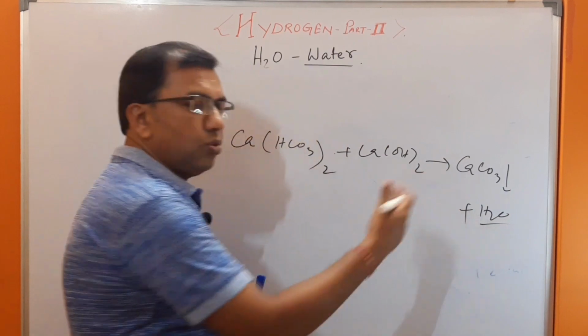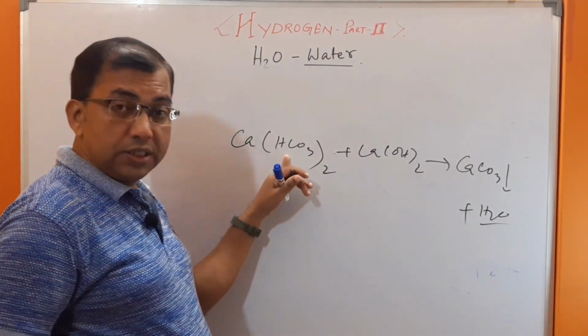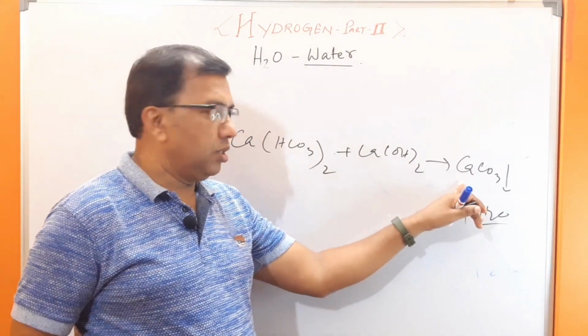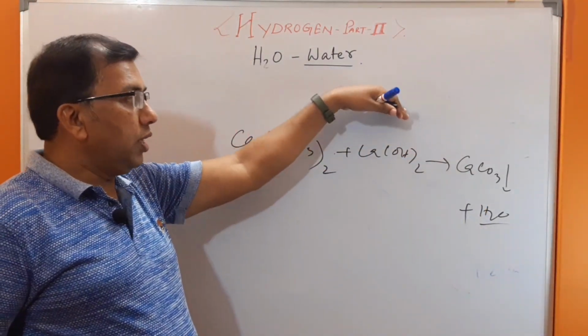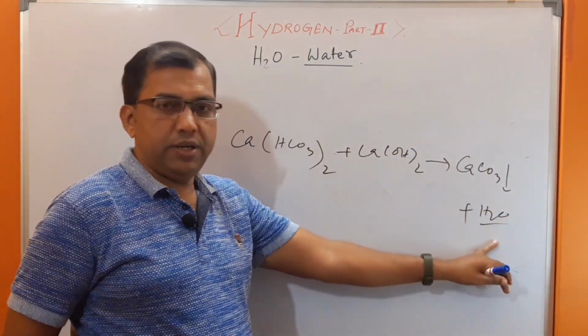Clear? You will do the balance. That is the calcium bicarbonate salt. That is the temporary hardness. Calcium carbonate is precipitated and deposited. In the first case, in the case of boiling, it will be CO2 and water. Clear?